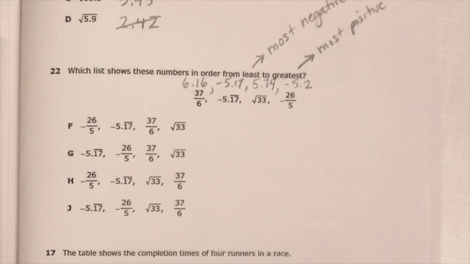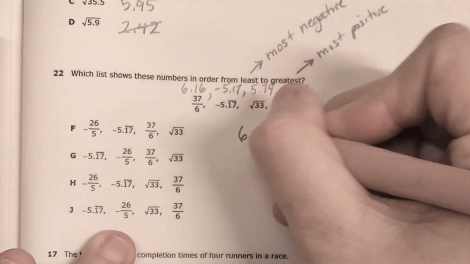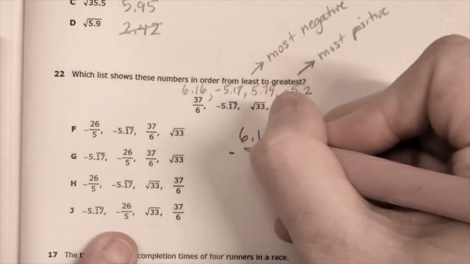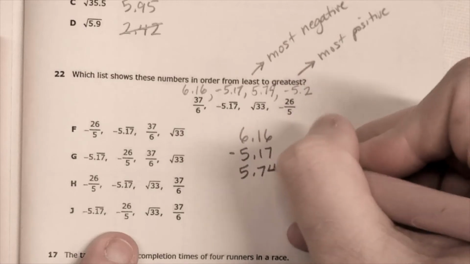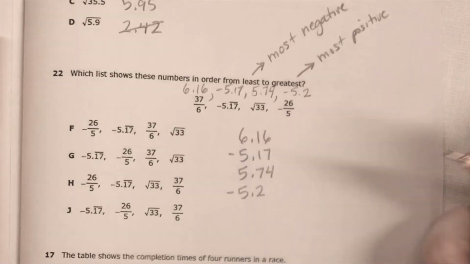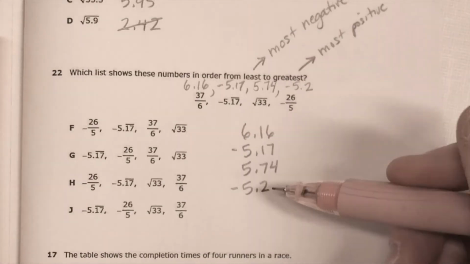So let's write them down. I have 6.16, negative 5.17, 5.74, negative 5.2. Okay? So what do you notice about this last number? It's like shorter than the rest.